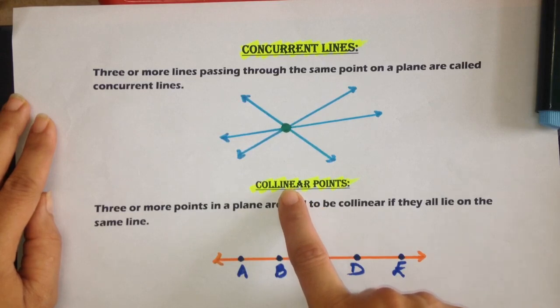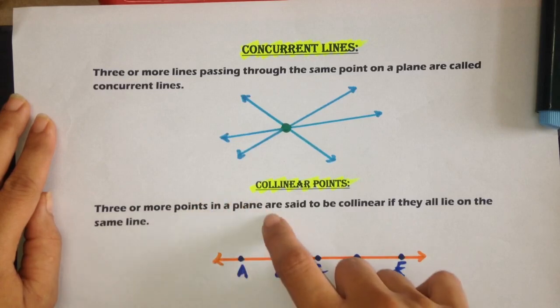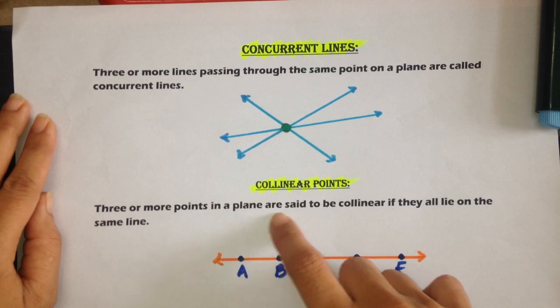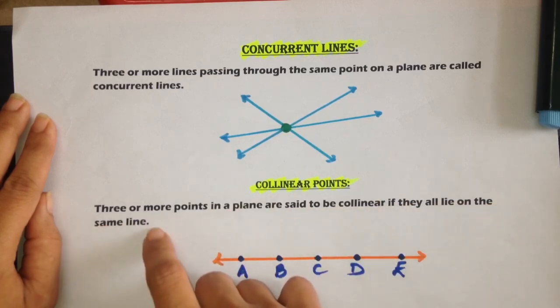Next, move to collinear points. What are collinear points? Three or more points, it can be 4, 5, 6 and so on, in a single plane on a single line are said to be collinear if they all lie on the same line.